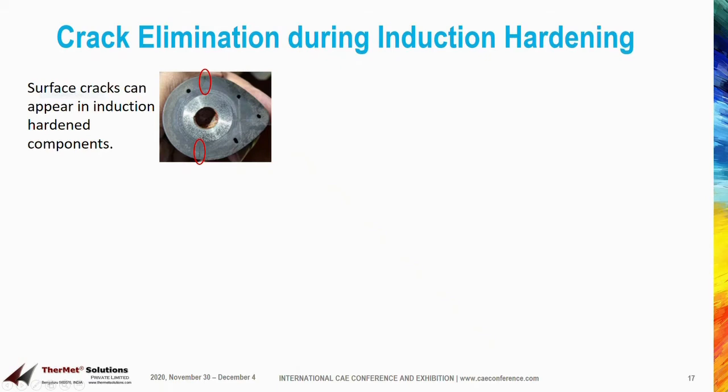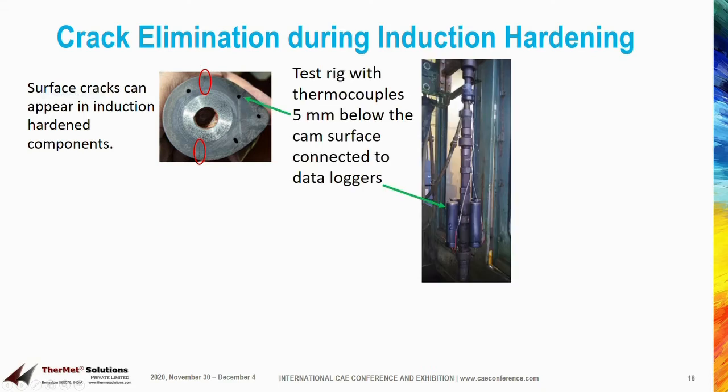Many a times, surface cracks appear in induction hardened components, like in this case, a camshaft. Cracks and warping are common defects in heat treatment which are due to excessive and non-uniform thermal stresses during quenching. The solution lied in reducing the heat flux due to spraying of the quenchant.